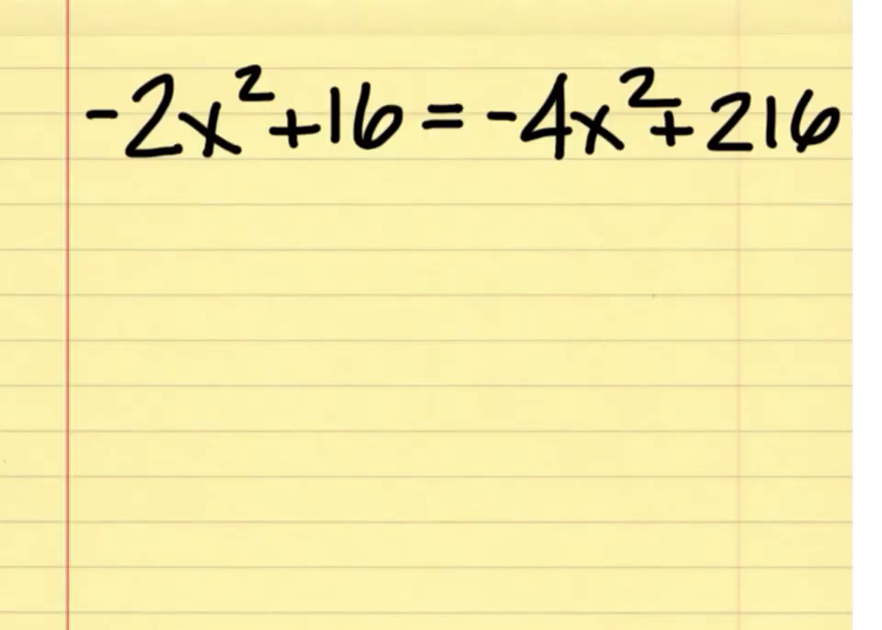The next example. Negative 2x squared plus 16 equals a negative 4x squared plus 216. What is the very first movement that I must make on this problem? Deerfield.